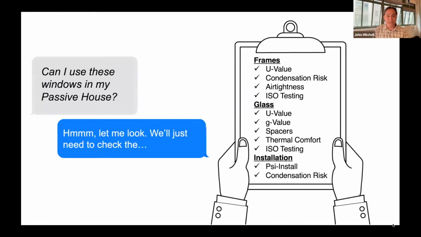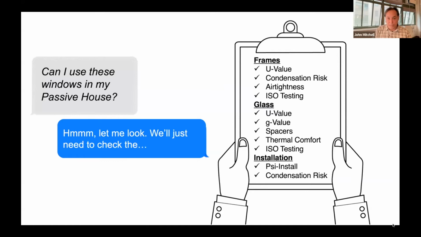We do that using ISO testing. Then we need to also look at the installation details. It's not just the window itself, it's how the window goes into the building. You can have a passive house building and a really high performance window and put them together in such a way that neither one of those things really works very well. So we have to be really careful that we're getting all the performance that we expect out of our walls and our windows, and that comes down to the detailed level.